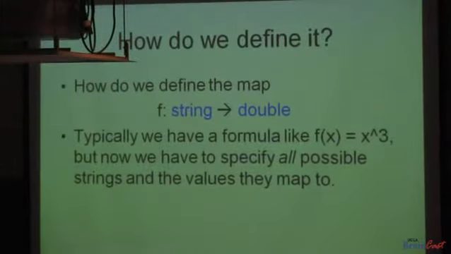But now, here's a good question. Let's say you have a map, some function I'm thinking of, and it takes a string and returns a double. Usually we have a formula, like in math, f of x equals x cubed. Or f of x equals the derivative of blah, blah, blah.